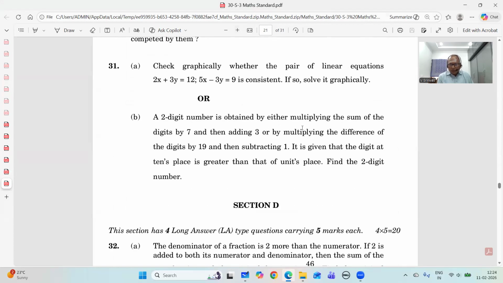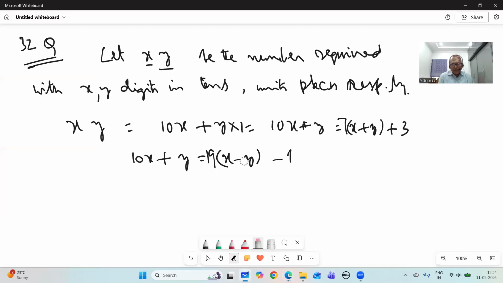Multiplying the sum of the digits by 7 and then adding 3, that is 7 into x plus y plus 3, or multiplying the difference of the digits, x minus y, by 19 and subtracting 1. The number is obtained either this way or this way. So 10x plus y is equal to 7 into x plus y plus 3, and 10x plus y is equal to 19 into x minus y minus 1. This gives one equation in x and y, and this gives another equation in x and y. We have to solve those two equations.